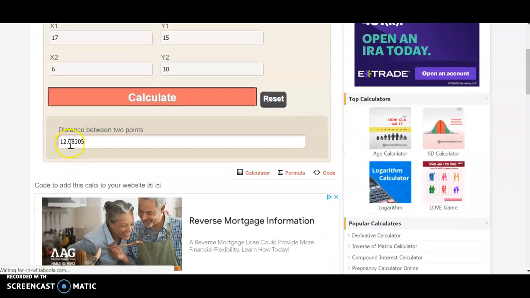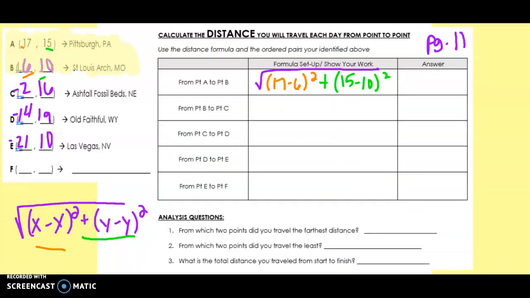And then down here below, 12.08305 is my distance. Now, just like before, you don't have to write it all out. Just to the nearest tenth, one decimal spot past, would be acceptable. So this would be 12.1. So I'm going to go ahead and write 12.1.